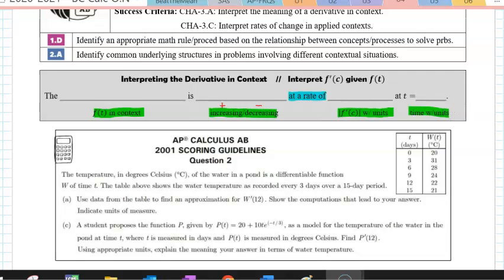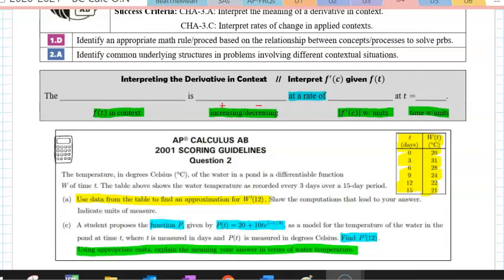And there it is. So to try this process out, we're going to start off with question 2001, question number 2. Take a moment and read this by pausing the video. I'll resume in 3, 2, 1. Identifying the key pieces of information in part A, we need to use our table to approximate W prime of 12 and show our computations, using units appropriately.